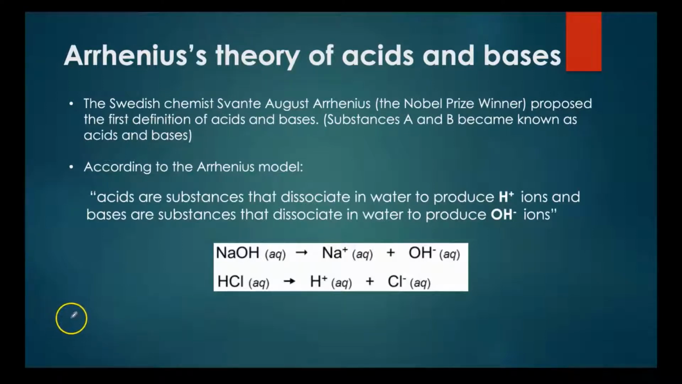There are two known theories of the acid and bases, and the first one is called Arrhenius theory of acid and bases. This theory was proposed by the Swedish chemist named August Arrhenius, so we call it Arrhenius theory. According to him, acids are substances that dissociate in water to produce hydrogen ions, and bases are substances that dissociate in water to produce hydroxide ions.